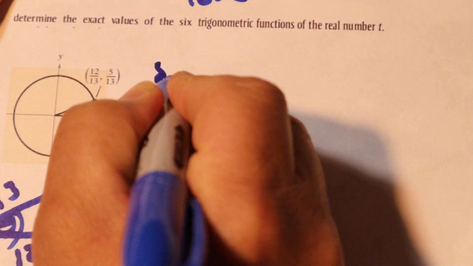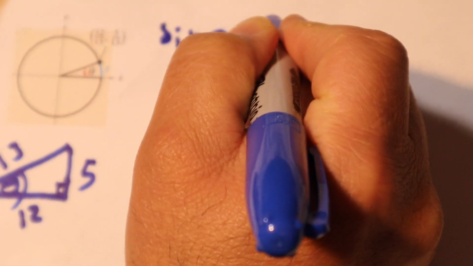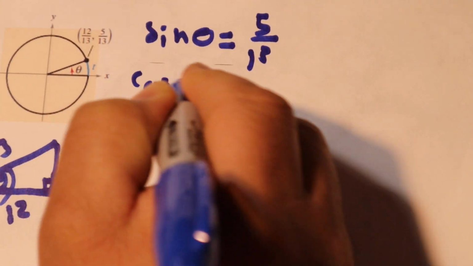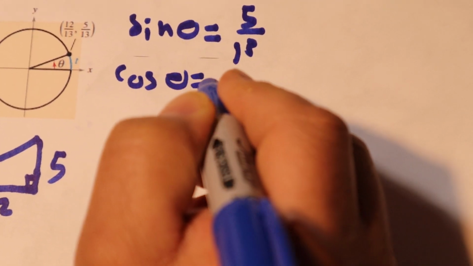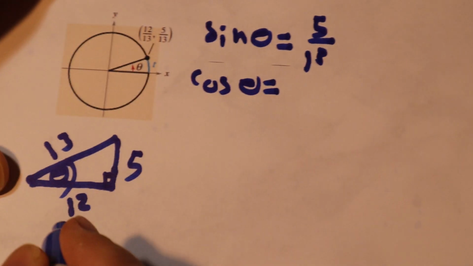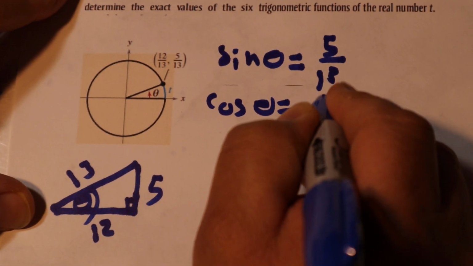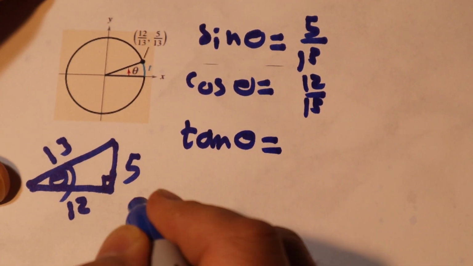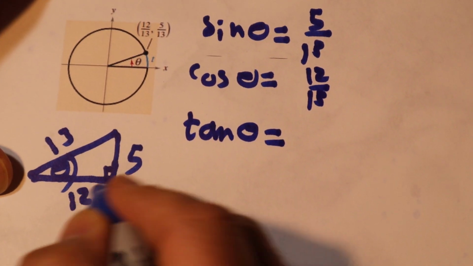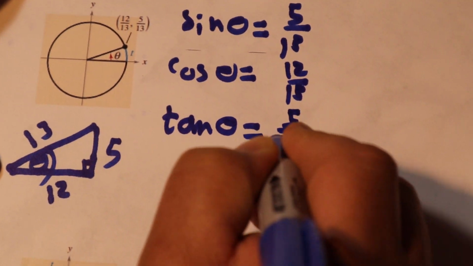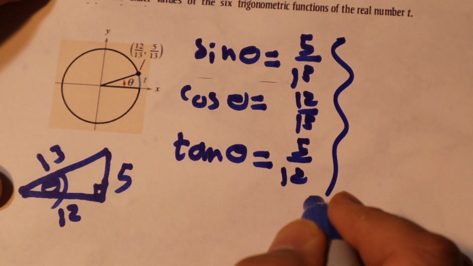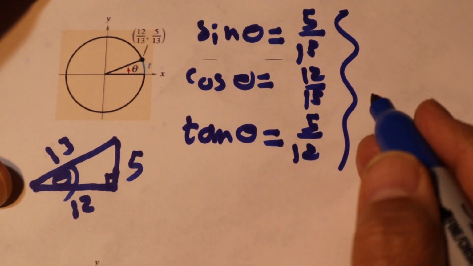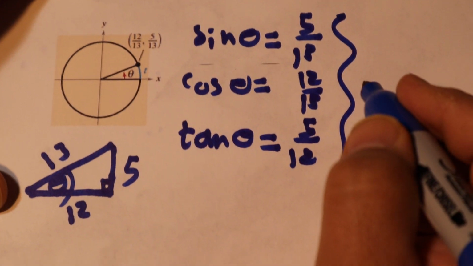So sine of theta equals 5 over 13. Cosine equals 12 over 13, adjacent over hypotenuse. And tangent, as you know, is opposite over adjacent, which is 5 over 12. The other 3 trig functions are easy because all you have to do is take the reciprocal of the ratio.